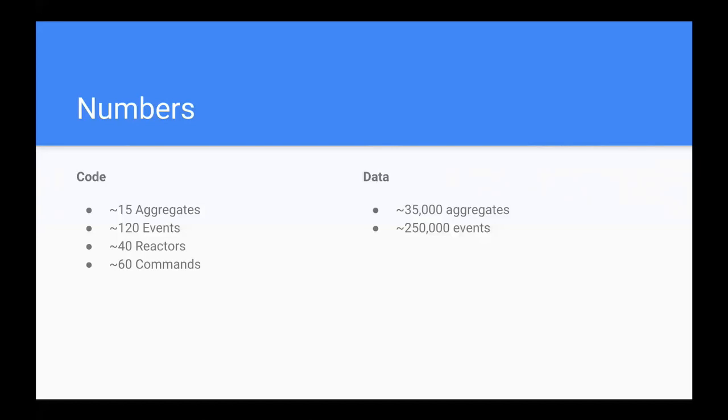Not that many in the end. We have 15 aggregates, about 120 different event classes defined, 40 reactors, 60 commands. And from a data standpoint, we have 35,000 aggregates stored in the database and about 250,000 events. So we are not at a big scale so far. Performance is okay, but who knows how it will be in a year from now.